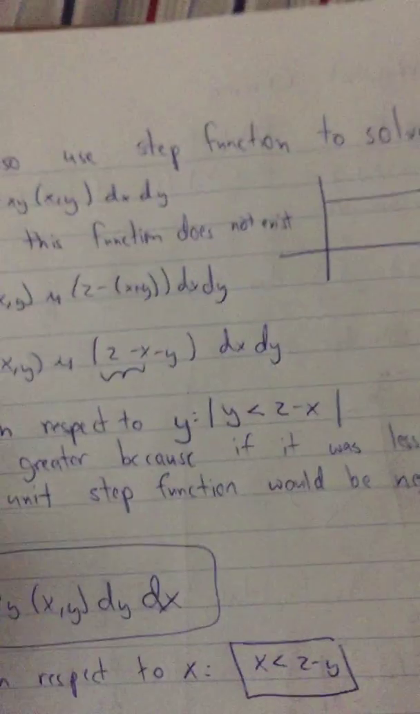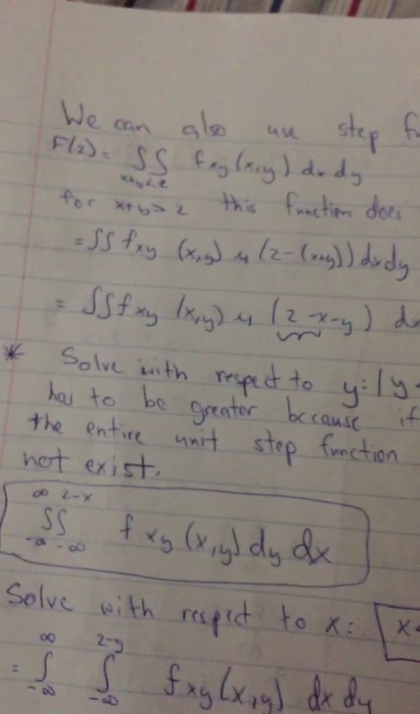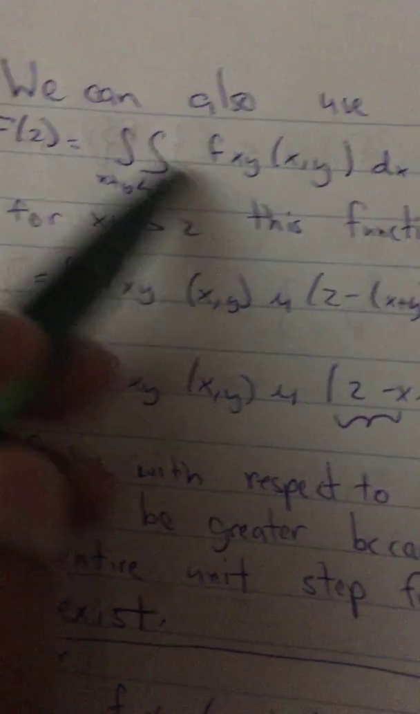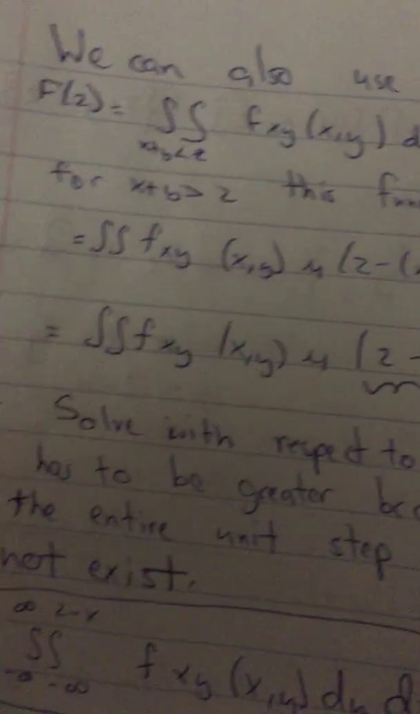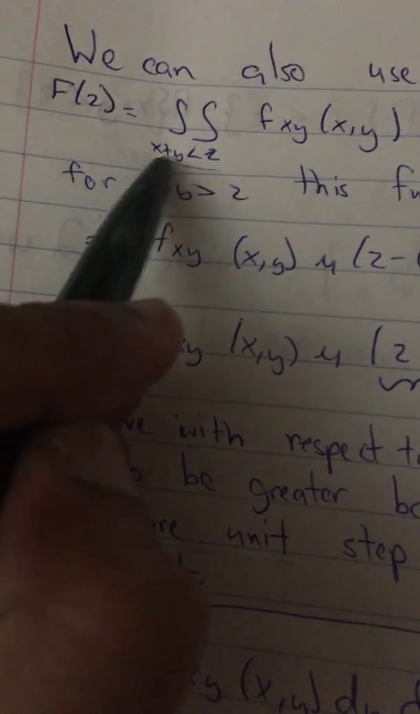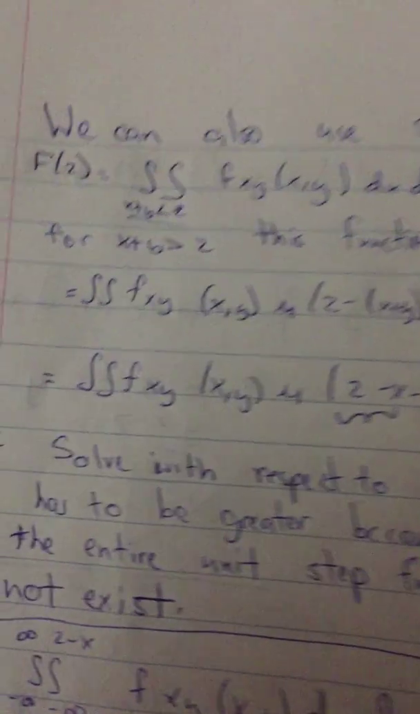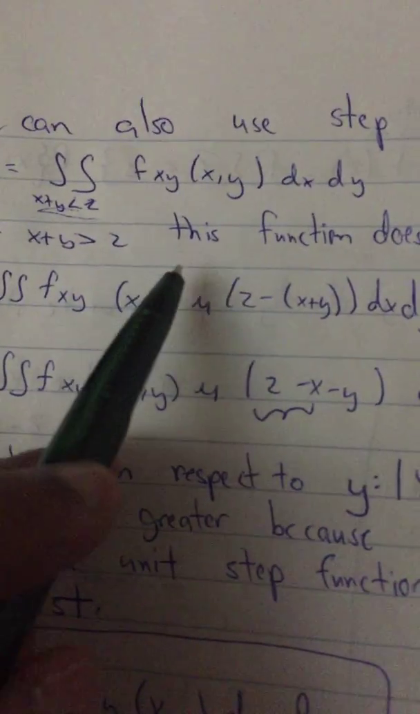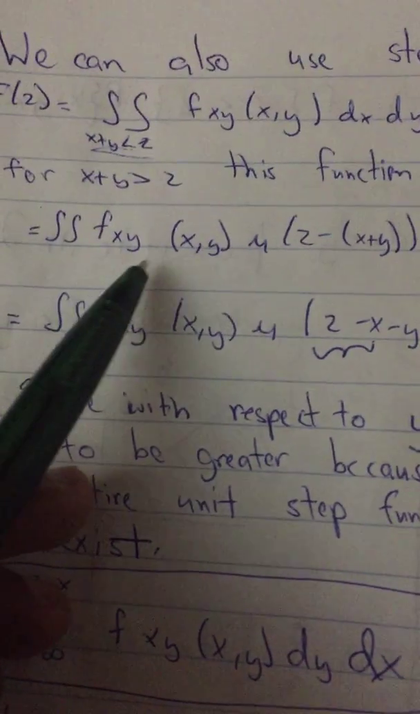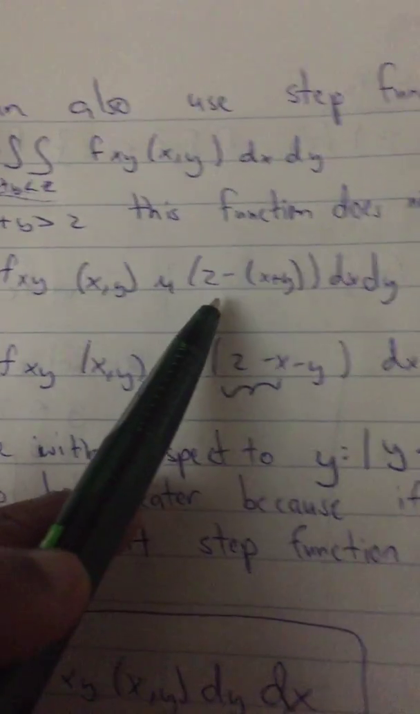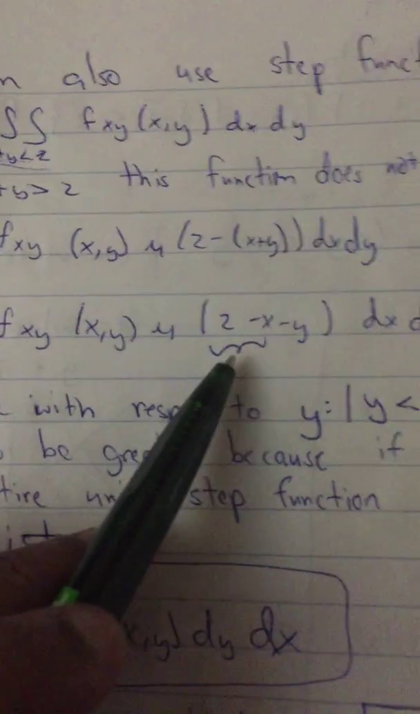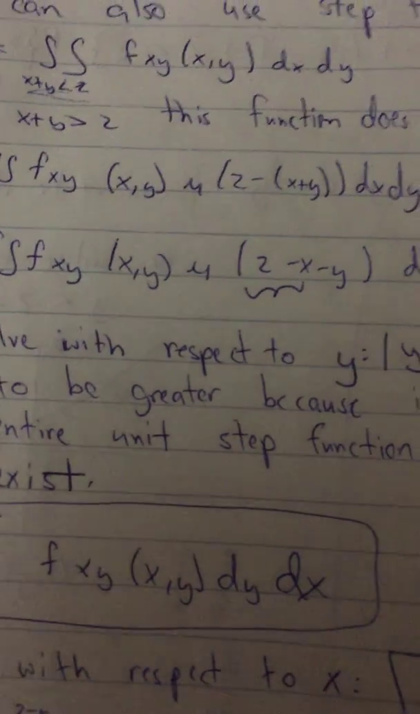So for the second way, we can also use the unit step function to solve. Alright, so let's start that. F of z equals double integrals f of xy (x, y) dx dy, and we're using the limits as x plus y is less than z, and this is the unit step function. And since it's a unit step function for x plus y greater than z, this function will not exist. Alright, so let's move on. This equals f of xy (x, y) u(z minus (x plus y)) dx dy, which equals f of xy (x, y) u(z minus x minus y) dx dy.